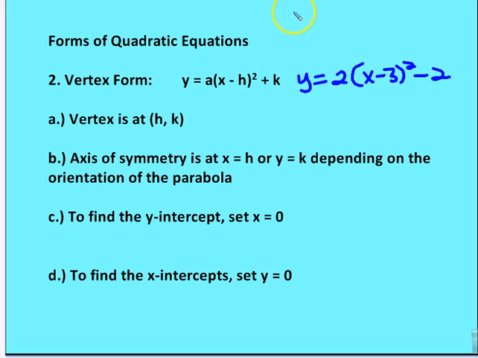I'm going to have you take care of another example, and then I'll come back and we'll check your work, and we'll be done. The example is y = 2(x - 3)² - 2. I'm going to pause here while you work on this problem, and I'm going to come back.